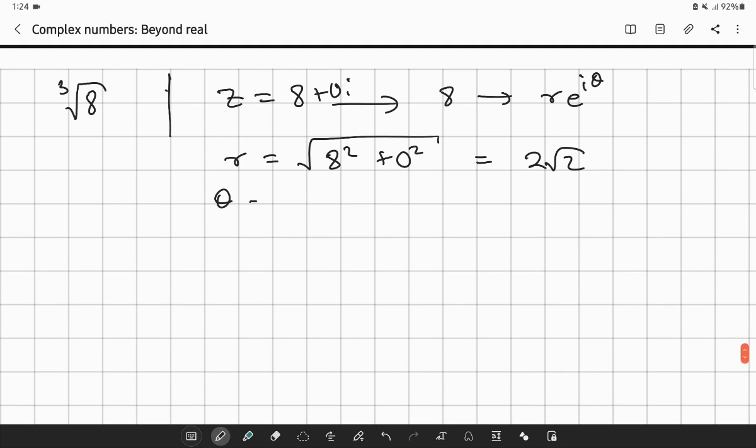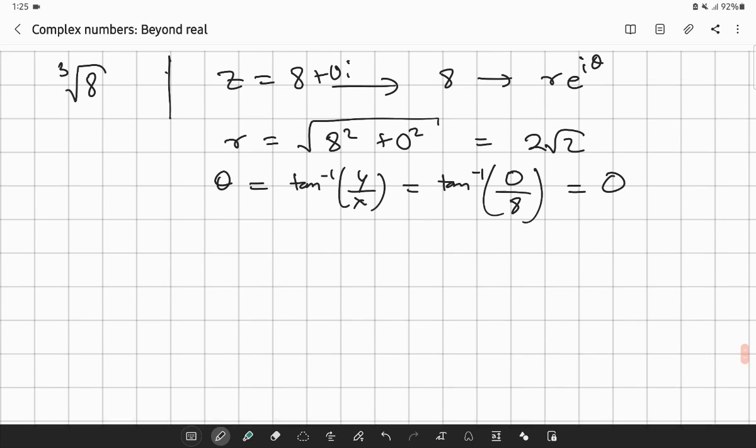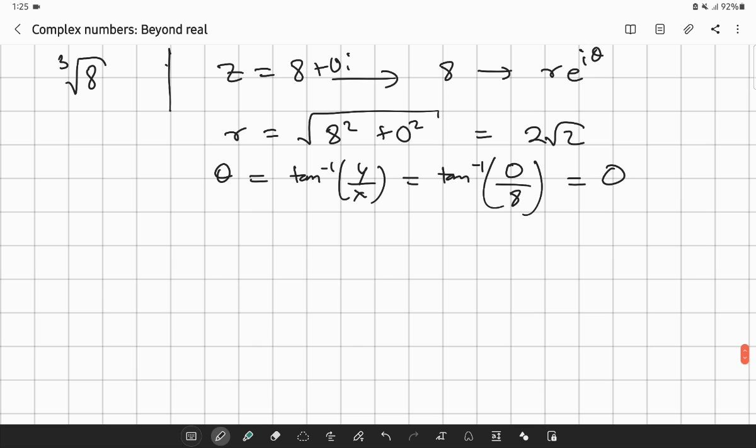And theta, what is theta? Theta is simply tan inverse of y over x, which in this case is tan inverse of 0 over 8, and this is simply 0, isn't it? So I have z equals 8 equals 2 square root of 2 e raised to 0. But I'm kind of lying in here, because I can add 2 pi to this, can't I?